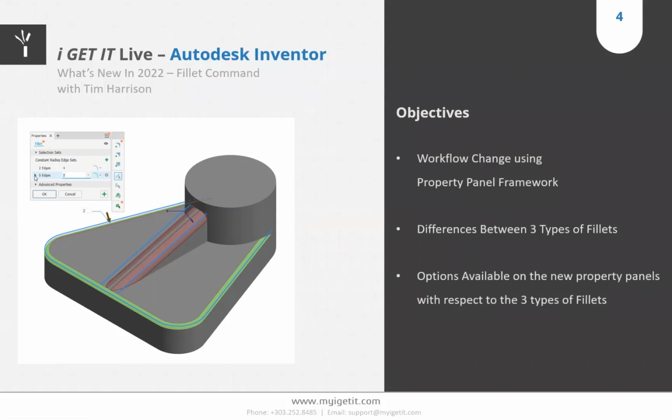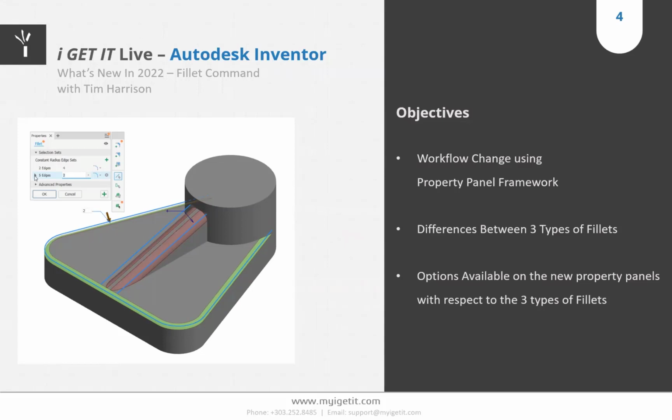Objectives for this session, we're going to look at the change in workflow, how we interact with this property panel, and where the options that you may have been used to are now within the property panel. We'll look at, there's now technically 3 different types of fillets. Before, all the fillet options were within a single dialog box. And maybe you knew that they were all there and maybe you didn't. There were a couple different types of fillets you could create with the command. So we'll see how it's been broken out into 3 different distinct types of fillets.